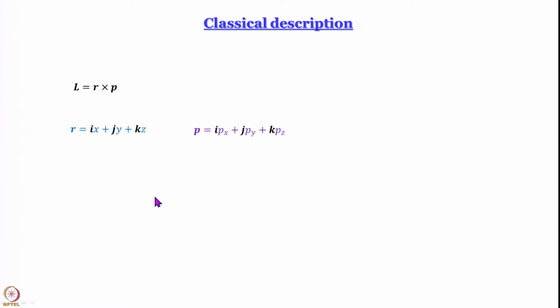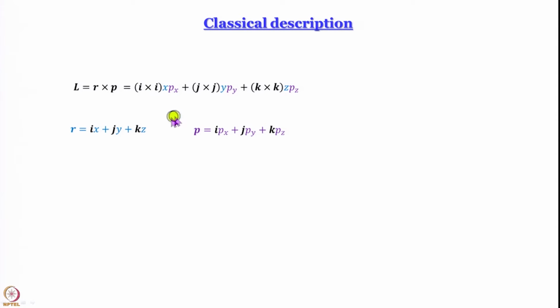Now, when I take a cross product between r and p, what I really have to do is take a cross product between this and this: ix plus jy plus kz and ipx plus jpy plus kpz. While doing that, how many terms will I get? Well, 3 into 3, 9 terms. Let us take them in groups.